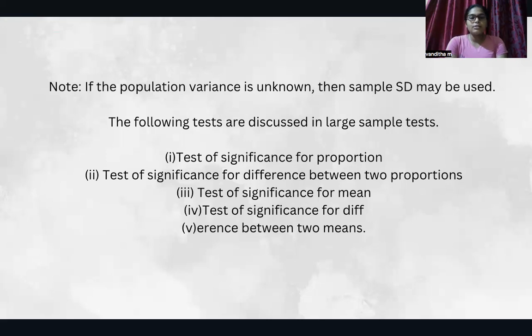Note, this is a major important note. If the population variance is unknown, the sample standard deviation is used instead. The following tests are discussed in large sample tests. First one is test of significance for proportion. Second is the test of significance for difference between two proportions. Third is the test of significance for mean. Fourth is the test of significance for difference. Fifth is the difference between two means. These are the tests discussed in large sample test.